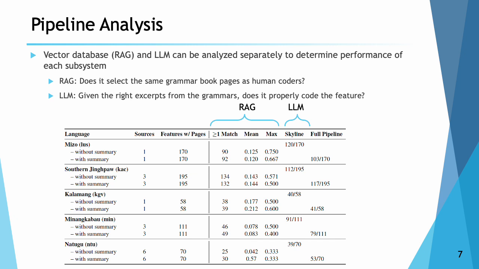Overall, the RAG approach shows a good deal of agreement between the database search and human coding, with more than 50% of features across all languages having at least one matching page. In general, including the summary in the prompt improves the similarity scores, although the mean similarity score is lower in Mizo when using the summary, and the number of features with at least one match is lower in Southern Jingpo. Natugu has the worst similarity scores among all the languages, but this may be attributed to it also having the most source documents.